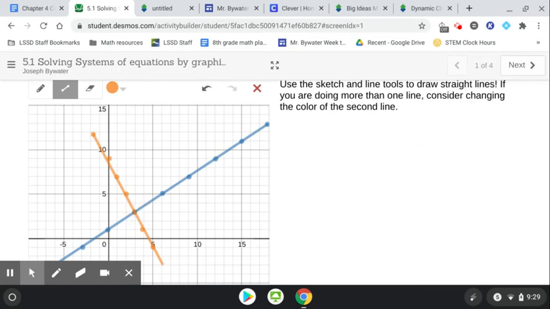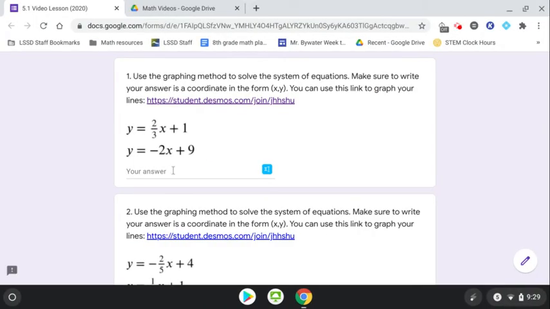Now, my solution is where they intersect. That's at the coordinates 1, 2, 3, 3. These intersect at the point (3, 3). So my answer then is (3, 3). And if I were to check this, I could plug in 3 for x and 3 for y, and this equation would still be true. And it would also be true right here. I challenge you to try that on your own.